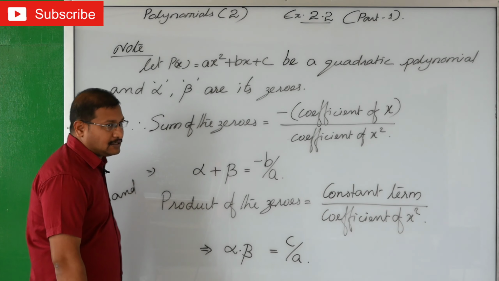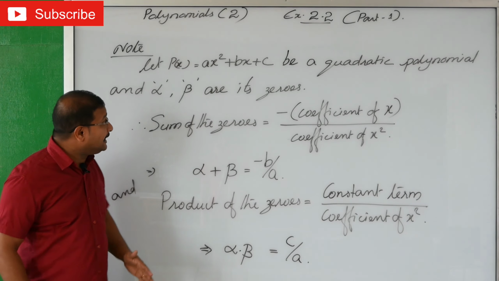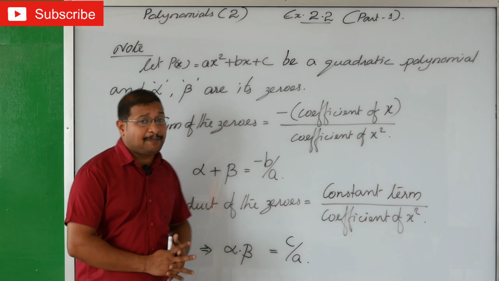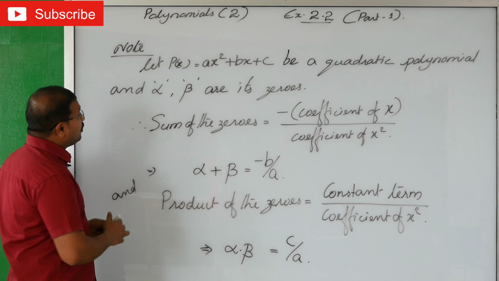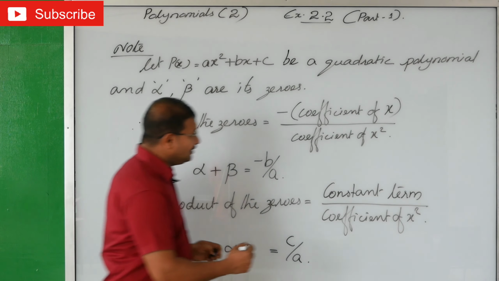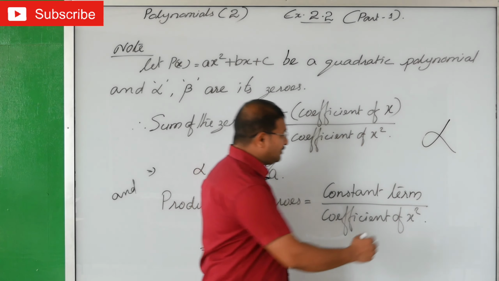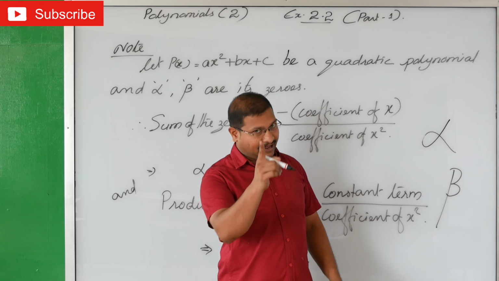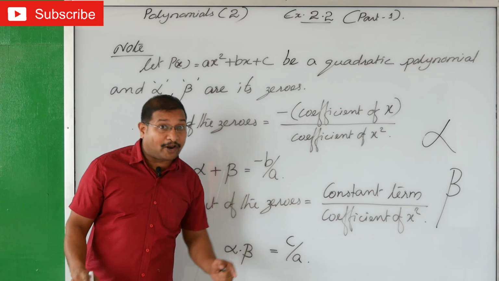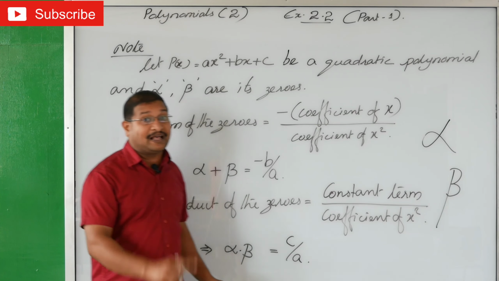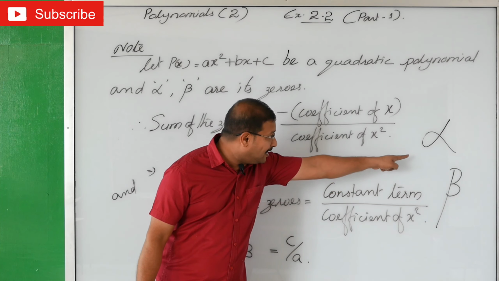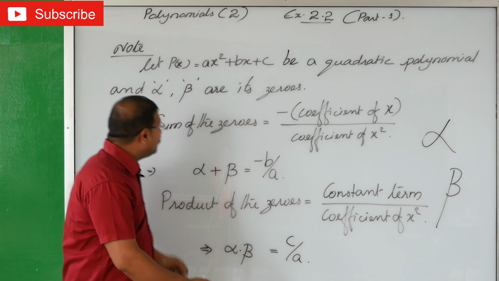Let P of x equals ax square plus bx plus c be a quadratic polynomial. And after that you have to write alpha, beta are its zeros. This writing is alpha, then this is beta. So first the polynomial is ax square plus bx plus c and its zeros are alpha and beta. Now let us start.